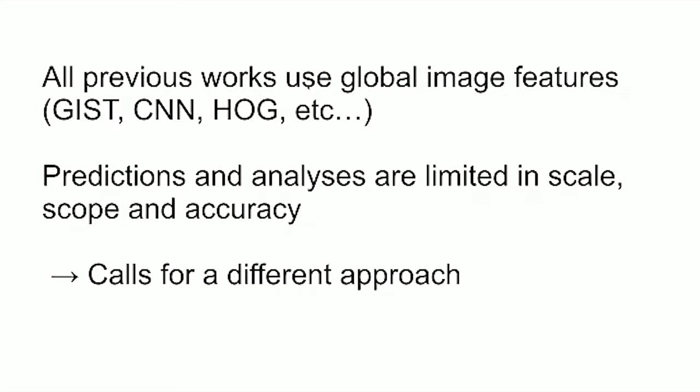I have in my slides like GIS, CNN features. CNNs are convolutional neural networks. I'm sure some of you are familiar with that. So these features just capture global image patterns like color histograms or something like that. And you can't expect to get so much information about a particular neighborhood by just analyzing global image features like color patterns and such. So we figured this calls for a different approach.